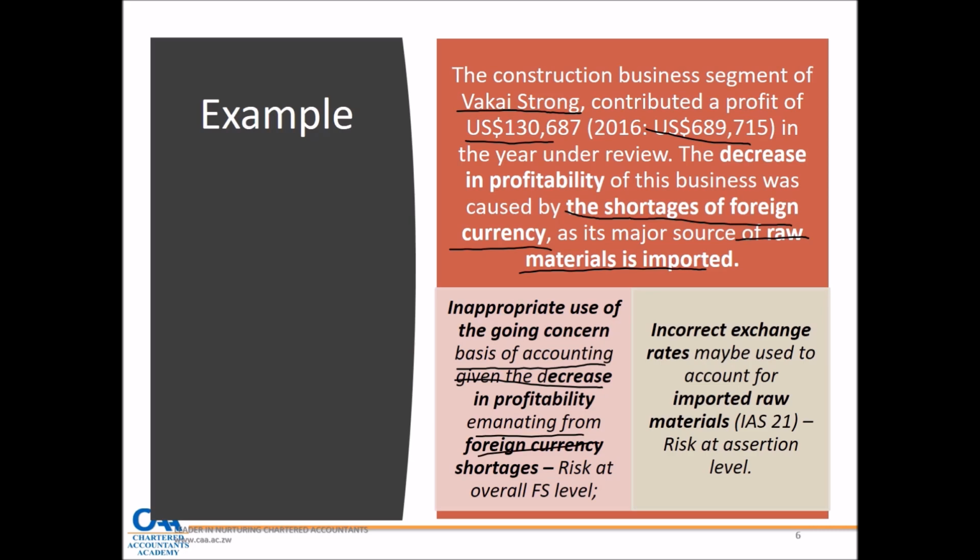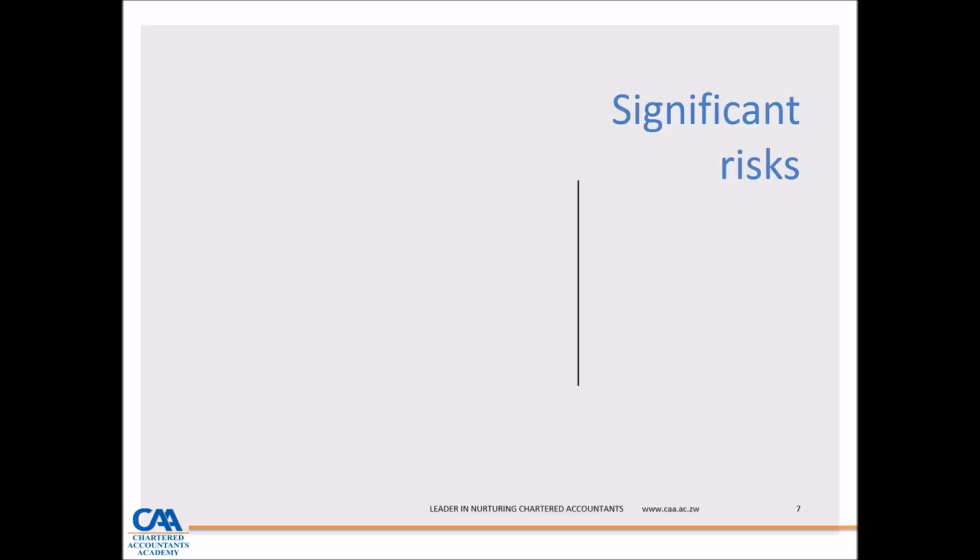Then for the risk at assertion level, what's also clear is these guys are importing their raw materials. So my issue here is incorrect exchange rates may be used to account for imported raw materials. So my issue is use of incorrect exchange rates triggered by the importation of raw materials. So both risks are consistent. What is the impact? What is the trigger? And the trigger is derived from the case study.